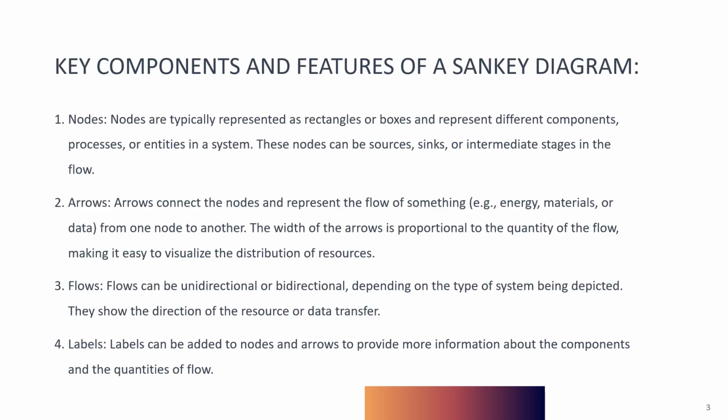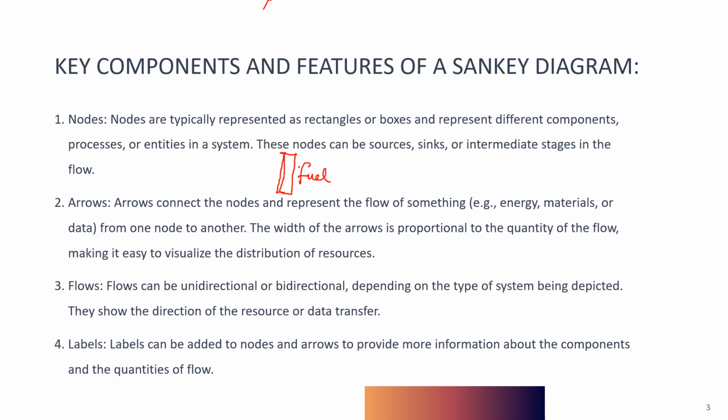So let me just explain the key components of a Sankey diagram before we go on. Just like I said, the nodes are the rectangles we see on the Sankey diagram. So these nodes represent the sources, for instance, the energy source, the battery source, the fuel source. These nodes can be sources, they can also be sinks or intermediate stages in the flow. Another thing we see is the arrow. The arrow represents the flow of something. So it's telling us the flow of material from one node to another.